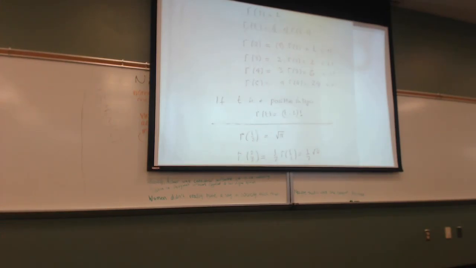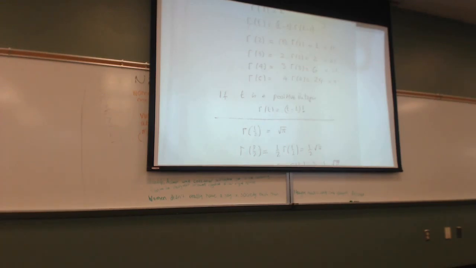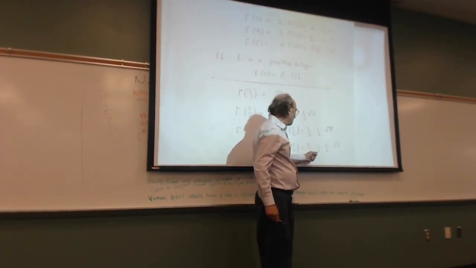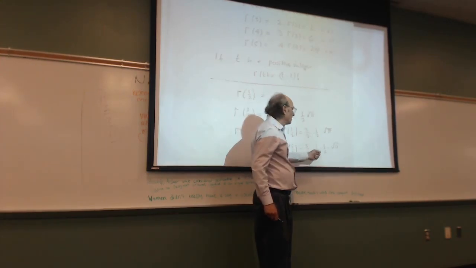What is gamma of 5/2? Well, 5/2 minus 1, which is 3/2, times gamma of 3/2, which is 3/2 times 1/2 times the square root of pi. What is gamma of 7/2? It is 7/2 minus 1, which is 5/2, times gamma of 5/2, which is 5/2 times 3/2 times 1/2 times the square root of pi. And you can see a pattern, right? On top, you will have all the odd numbers multiplied, and on the bottom you have 2 to some power, times the square root of pi.